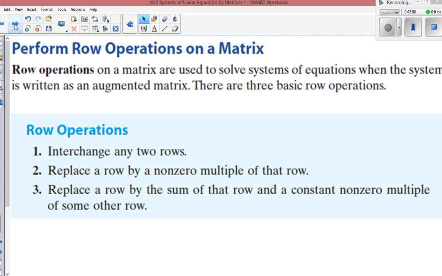We're going to do something very similar to elimination, but we're going to do it with matrices so that it alleviates a lot of our notation. So, perform row operations on a matrix. The 3 things we can do: 1, we can interchange any 2 rows. 2, we can replace a row by a non-zero multiple of that row, so we can multiply any row by a number. And 3, we can replace a row by the sum of that row and a constant non-zero multiple of some other row. So I can add and subtract rows and replace them with another row. Okay, so those are our row operations.